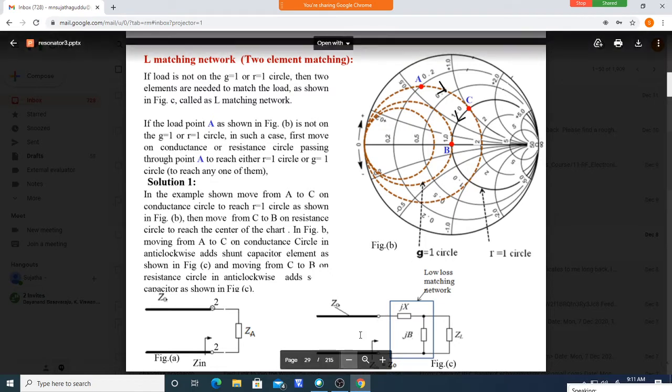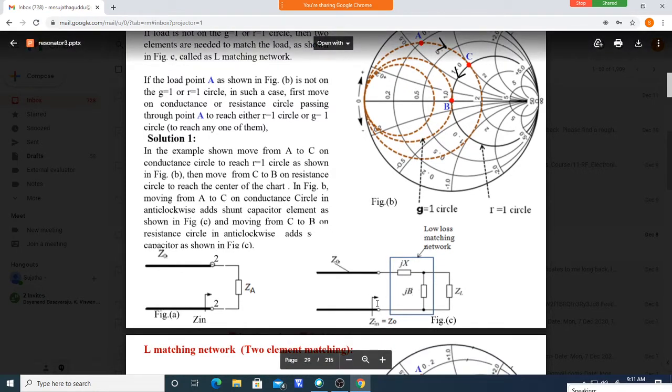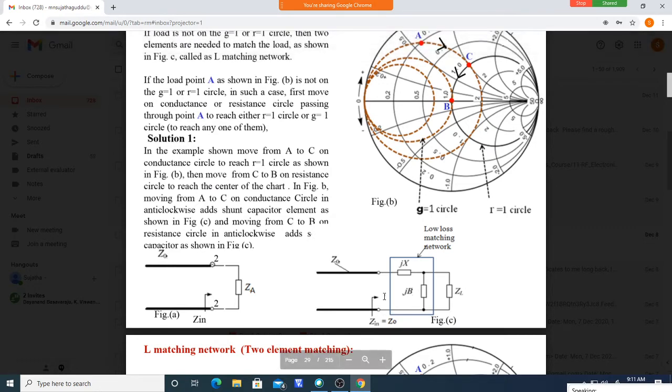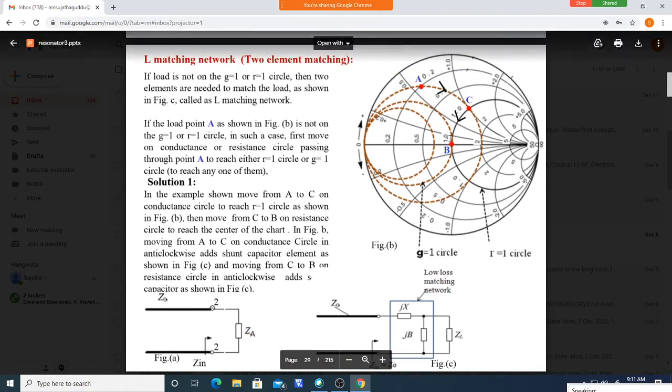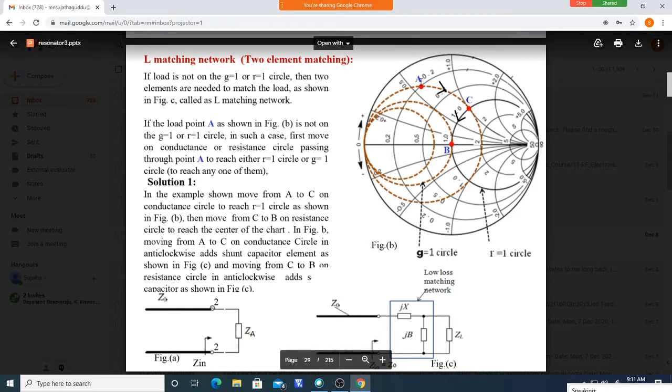If you want 50 ohm, you should reach this point. I want 50 ohm between these two terminals. What I did, I reached this point. 50 ohm means this point on the Smith chart. I should reach here by adding components. This is one of the ways, moving from here to here and here to here.